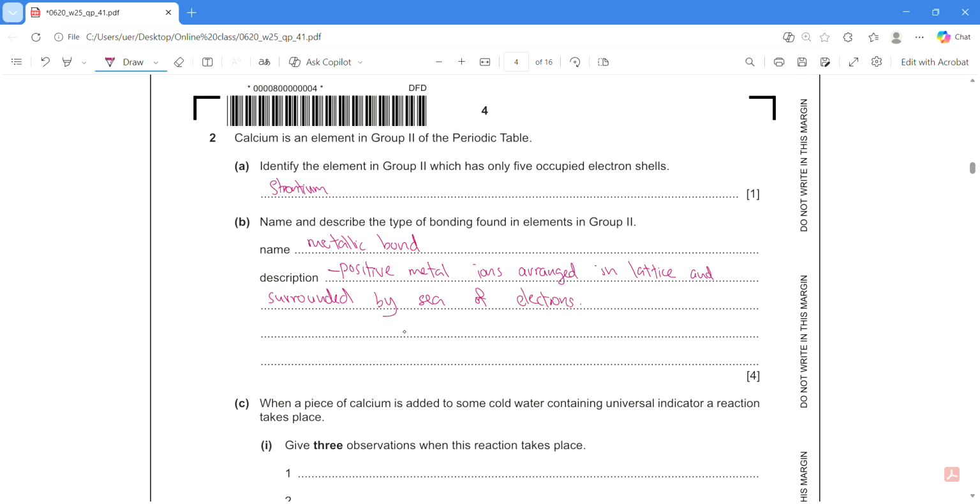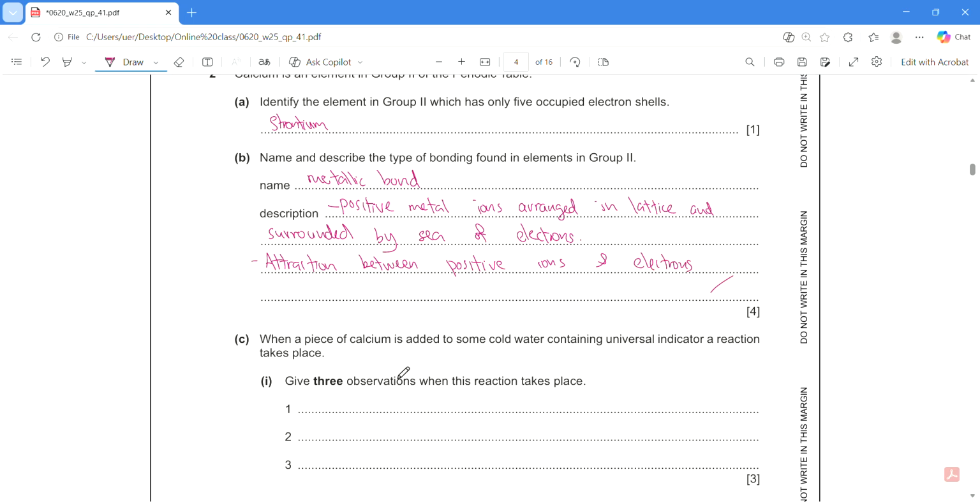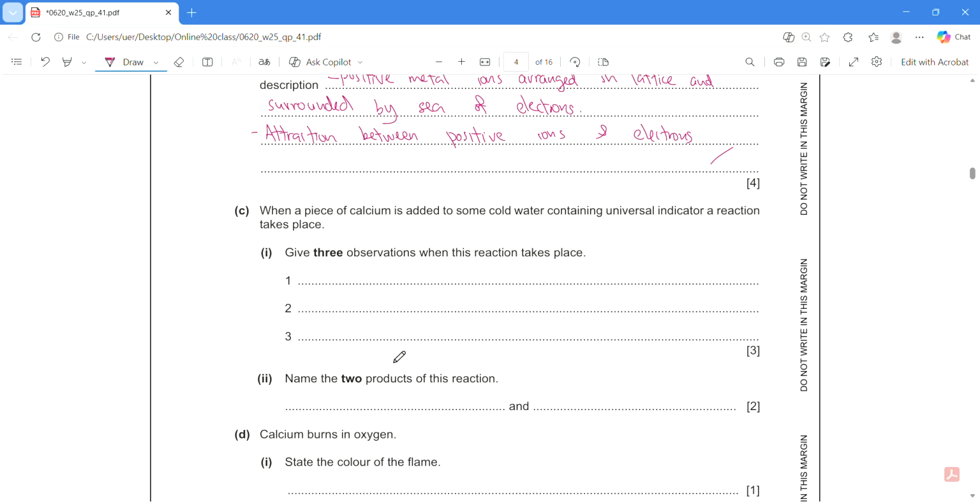Okay, and the attraction force is between the positive ions and electrons. Done. Easy peasy. Question C.